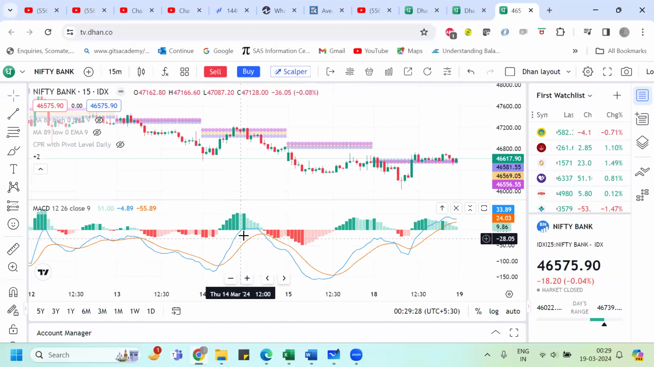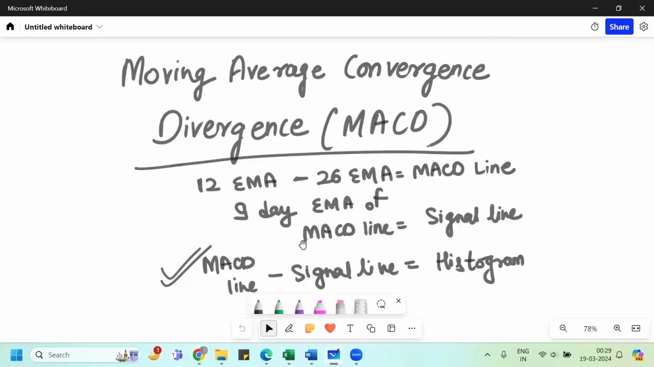And if this blue color line cuts this orange color line from the top, it signifies a selling signal. Okay, and the same thing you can see in the histogram. So although MACD is a lagging indicator, even then you can use it for your day-to-day intraday trading decision purpose.